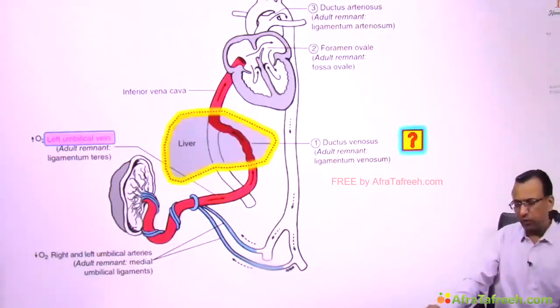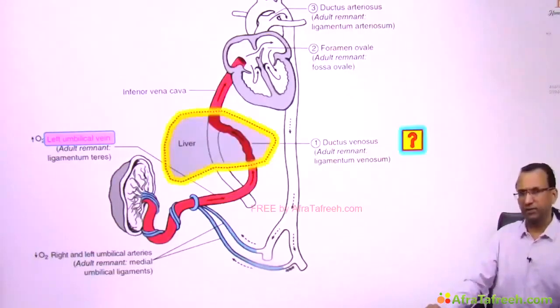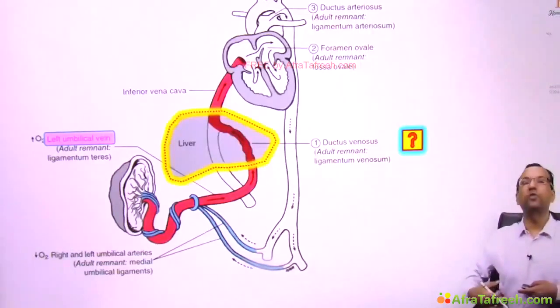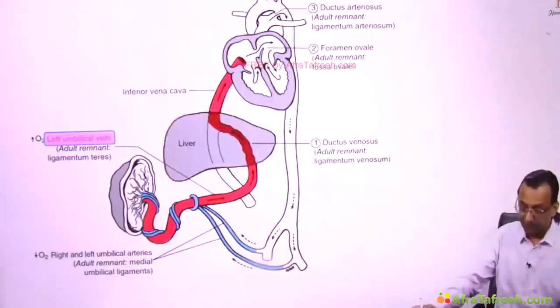But this blood is going towards the liver. Shall I give it to the liver? No, you have to bypass the liver. You cannot give this oxygen to the liver. The liver is immature in the baby. So if the liver is immature in the baby, you don't want much oxygen to be given here. No, you have to bypass the liver. How do you bypass the liver?